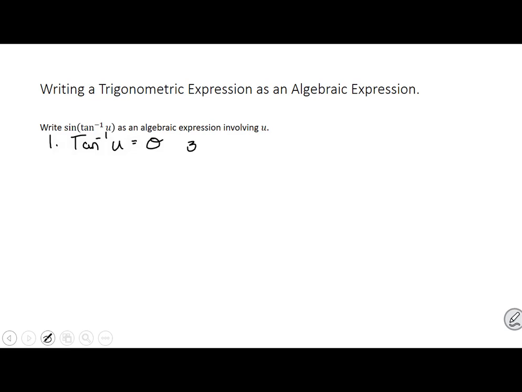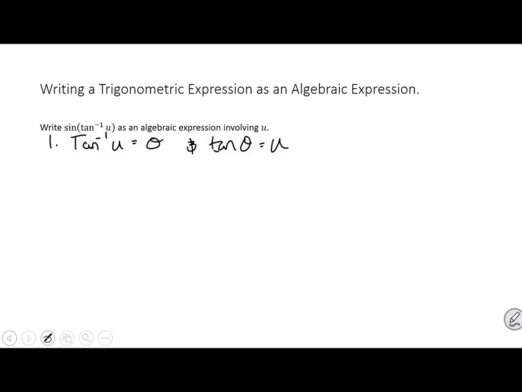And also, if we apply the definition of an inverse function, we know then that tangent of theta must equal u. Okay, so we can see here that if tangent of theta equals u, our goal is going to be to rewrite our expression first in terms of tangent. That way then we can just replace tangent with u, and we will take the trig out of the expression.